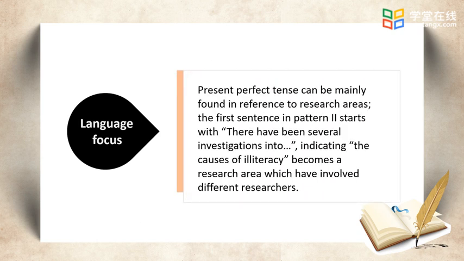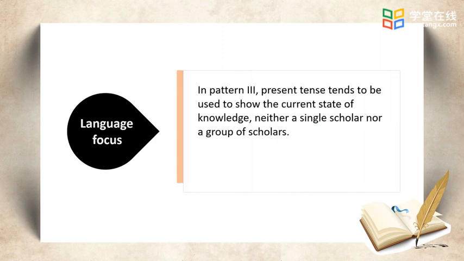Present perfect tense can be mainly found in reference to research areas. The first sentence in pattern 2 starts with, "There have been several investigations into," indicating the causes of illiteracy becomes a research area which has involved different researchers. In pattern 3, present tense tends to be used to show the current state of knowledge. Neither a single scholar nor a group of scholars.